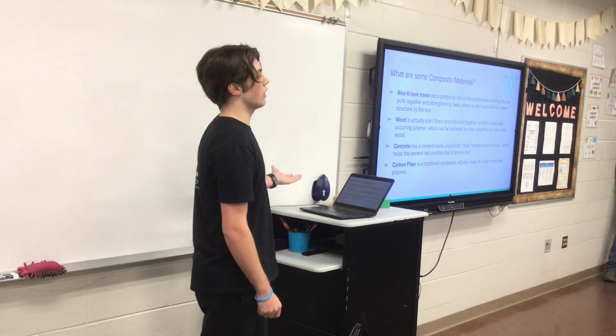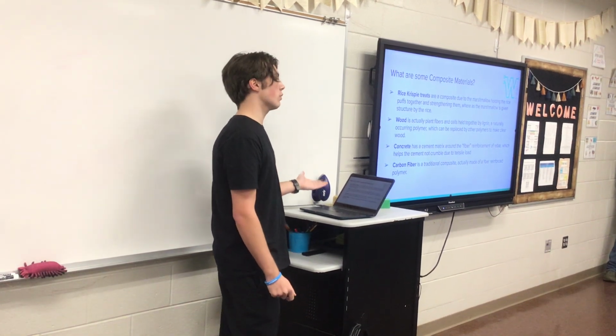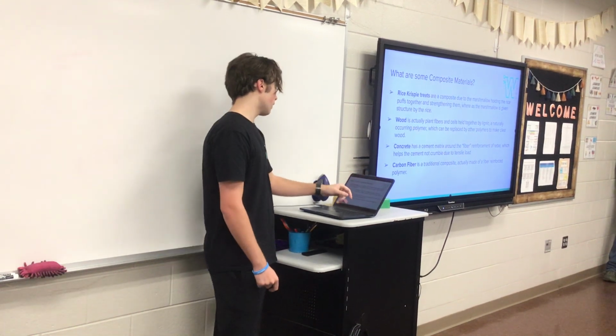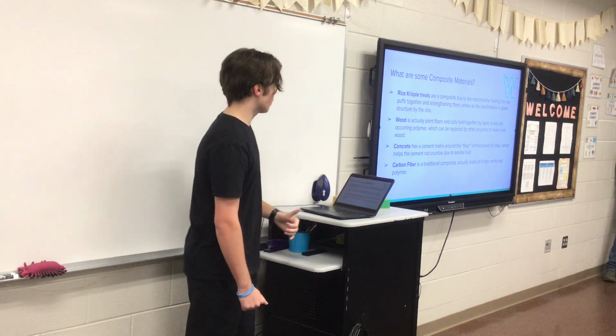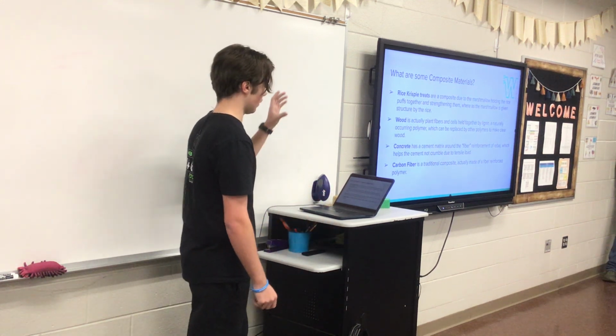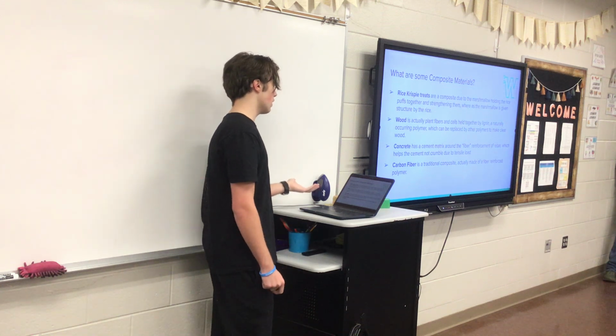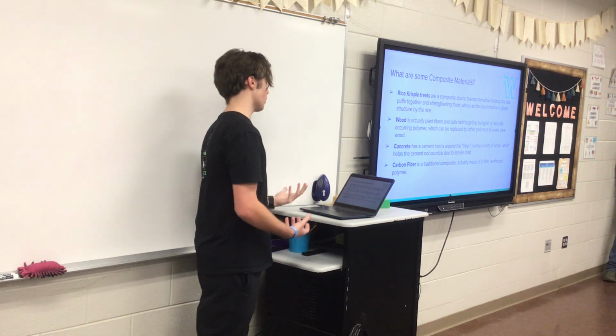Here are some composite materials. This helps explain something you saw on the way in: lots of desks, where we put Rice Krispie treats out as a little treat. It's a composite material, due to the marshmallow matrix holding the rice puffs together and strengthening them, whereas the marshmallow is given structure by the rice.